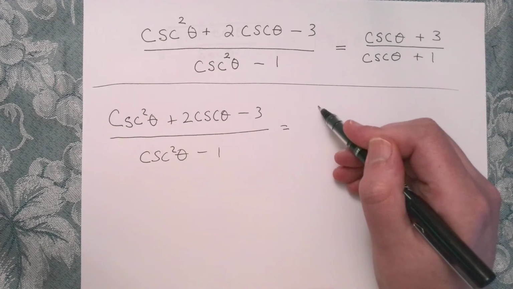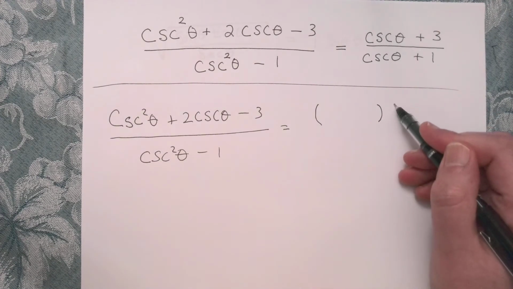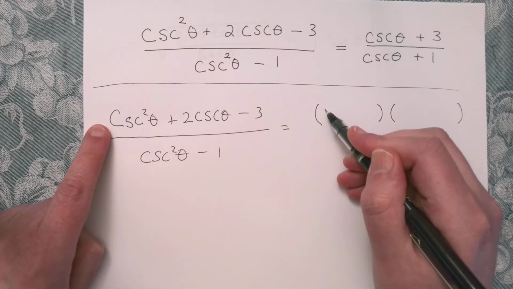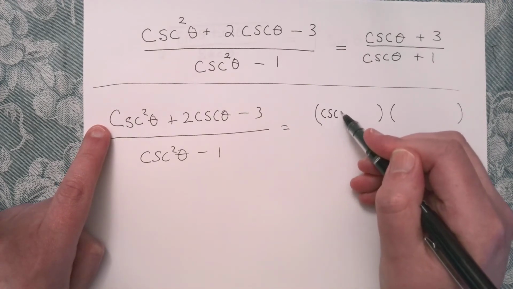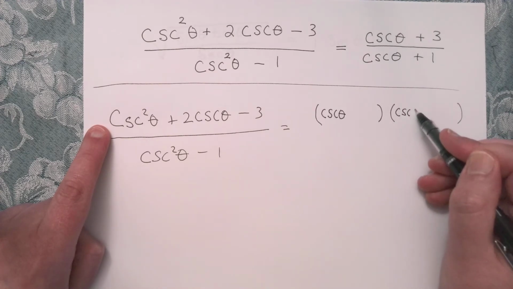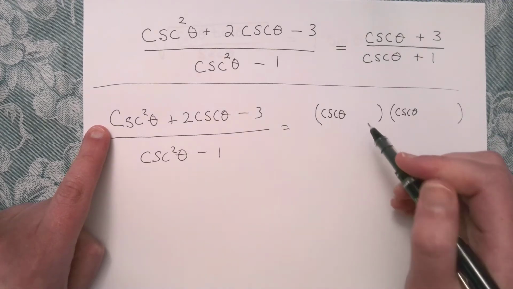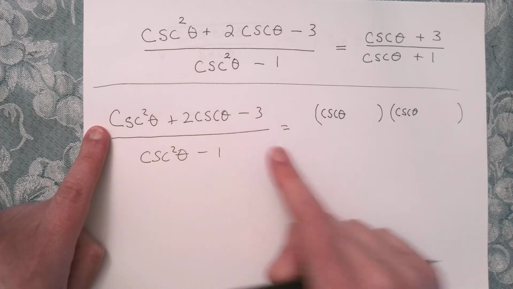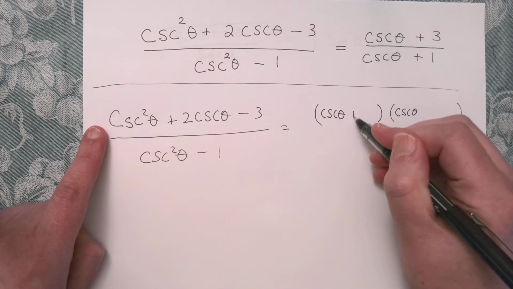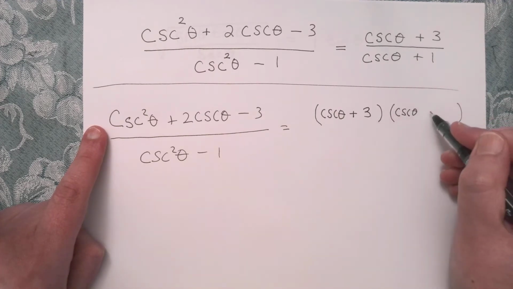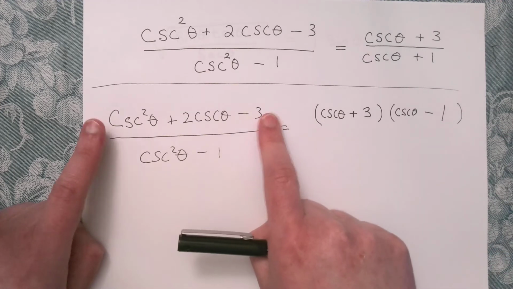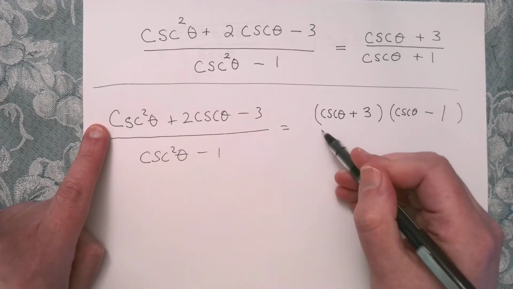Okay, so let's factor the numerator just like we would a trinomial. So this is going to be, it looks like, cosecant of theta times cosecant of theta. And then let's see here. We want the signs to be different. So how about 3 and 1? And of course you could verify by multiplying that you get this. Okay, so that seems pretty nice.